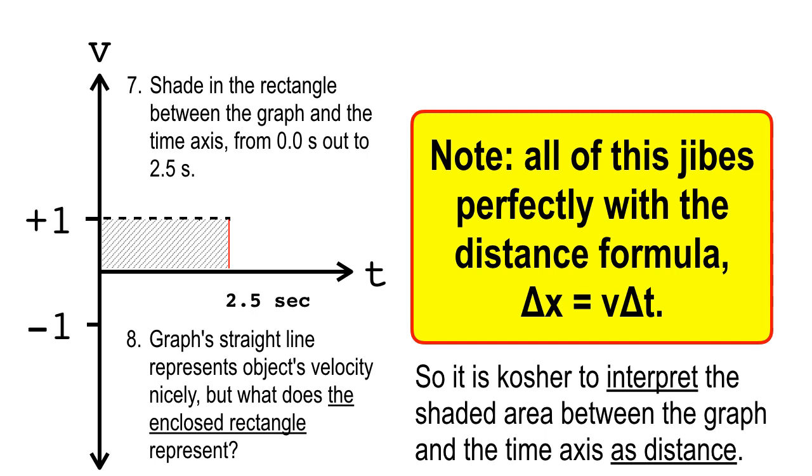Speed times time. That's how you get a distance. Delta x is equal to speed v times delta t. And in terms of the velocity graph, that's base times height, so the area of that rectangle. So it works out. And this is the most basic velocity graph you can have, other than zero velocity, at rest, just on the time axis. You don't capture any new speed. All right? And so that perfectly jives with that.